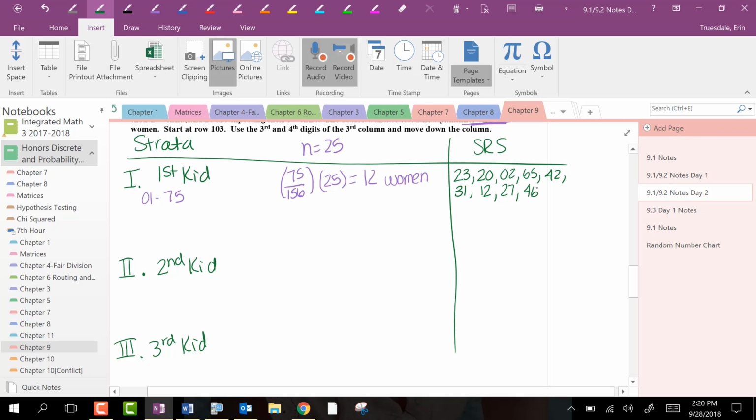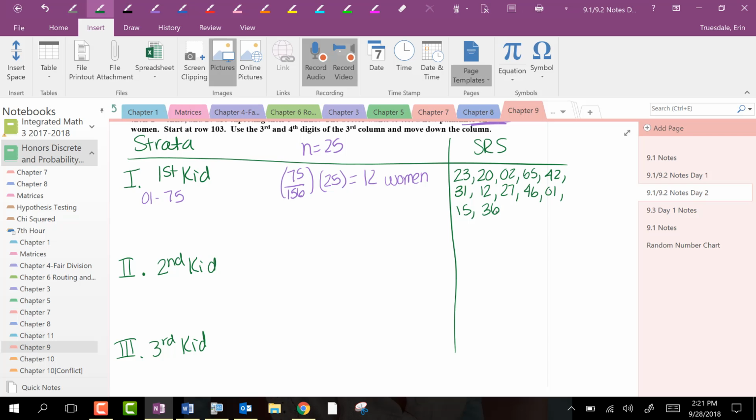46, 1, 15, 95, no. 31, I think I already did 31, right? 82, no. 36, am I at 12 yet? Yep. Okay, so then we stop, right? Because we only want 12 in this group. These 12 people, whoever you gave these numbers to, those women would be chosen to take the painkiller. Keep your finger on that 36 so you don't lose your spot.